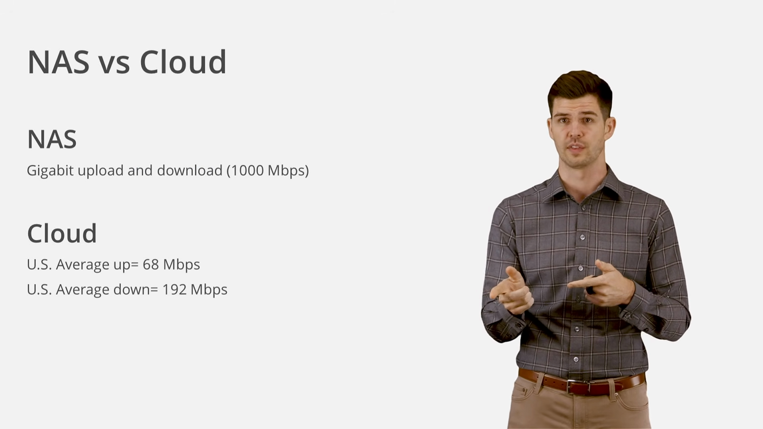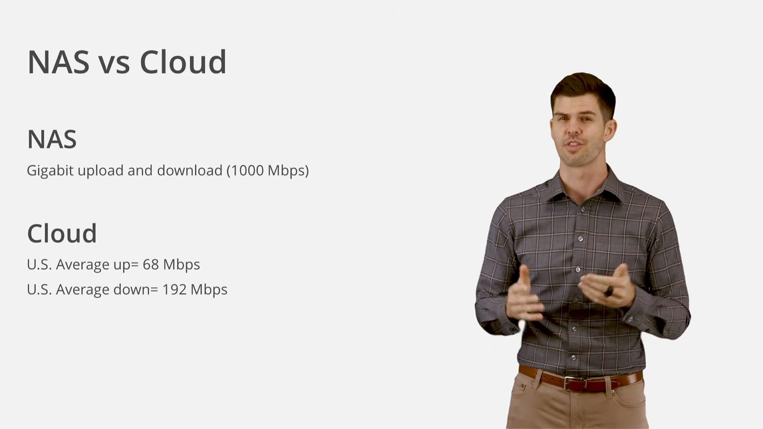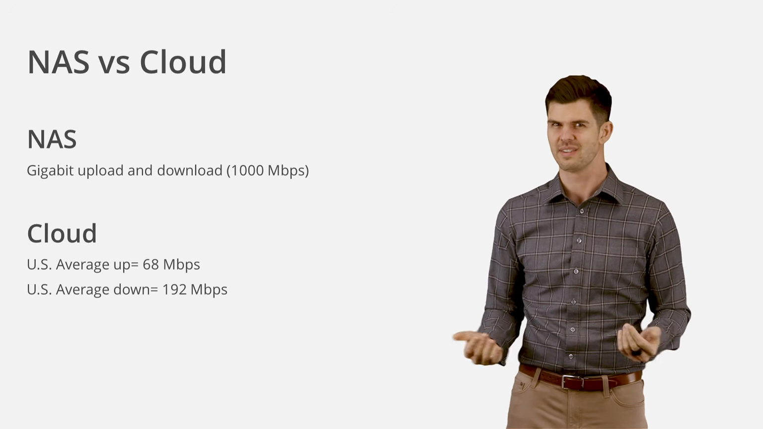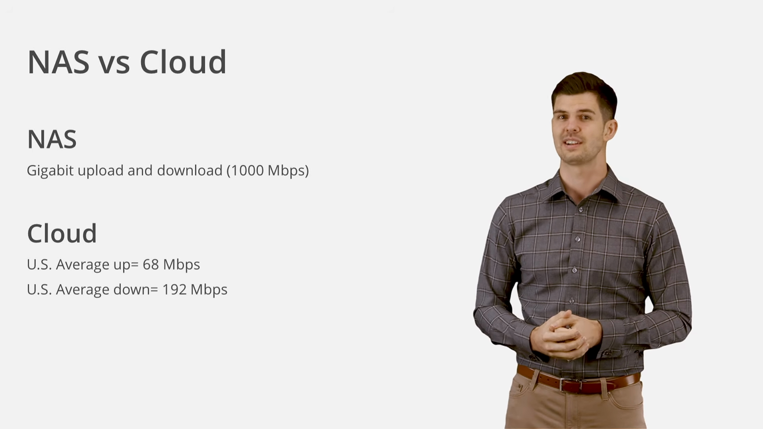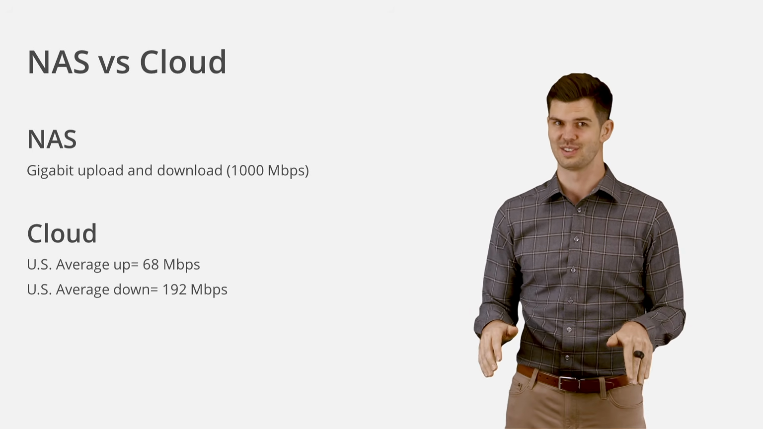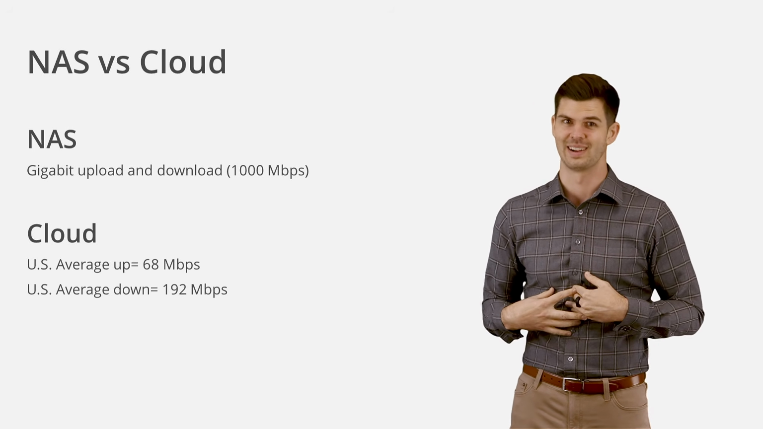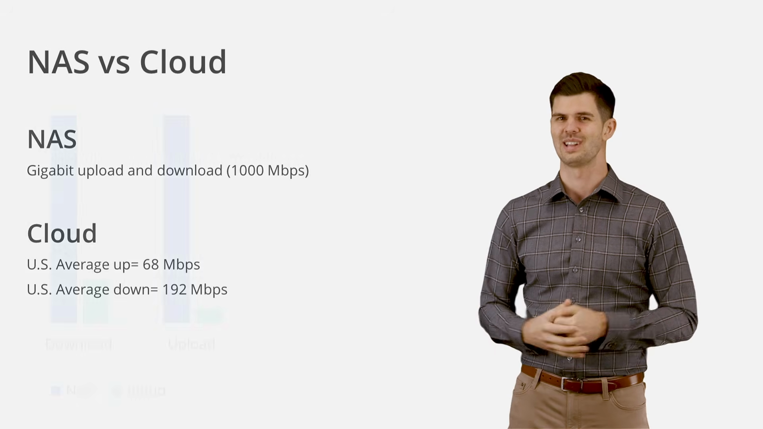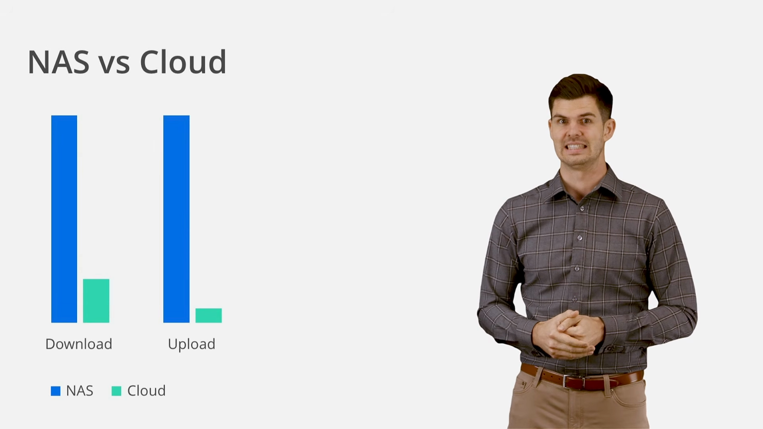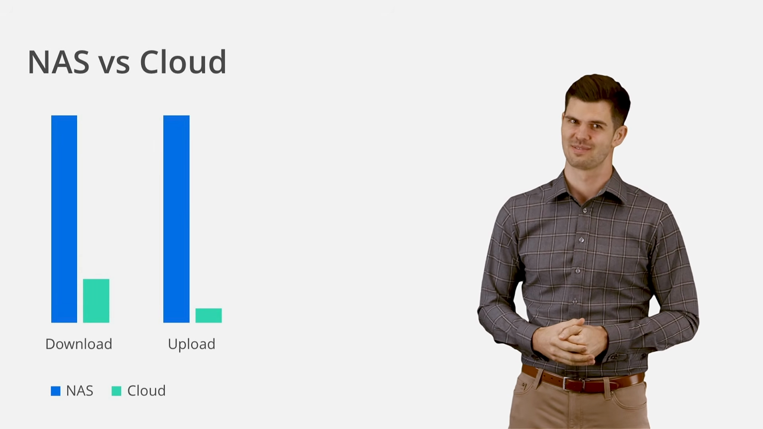Now, here's a comparison of transfer speeds from our home computer to the cloud and from our home computer to our NAS. We're talking 1,000 megabits per second to our NAS, and on average, only about 70 into the cloud. Now, that's only if your internet provider blesses you with 70 megabits upload speed in the first place. That's double what I get at home. So let's visualize this difference. Yikes, that's not even close.